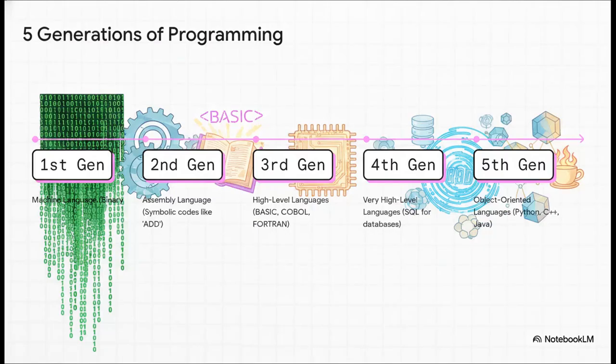And wow, have these programming languages evolved. We started way back with the first generation, literally just punching in zeros and ones. The second generation gave us assembly language with little shortcuts like add. A bit better. Then came the third generation with languages like Fortran and BASIC, which started to look more like human language. Fourth-gen languages made complex jobs like database queries much simpler. And that brings us to today, with fifth-generation languages like Python and Java that let us build the incredibly complex apps we rely on every single day.